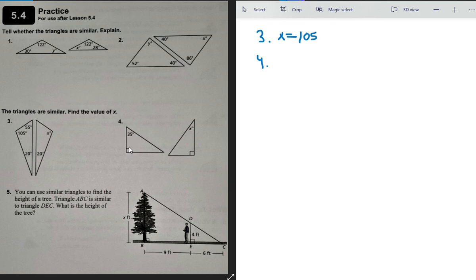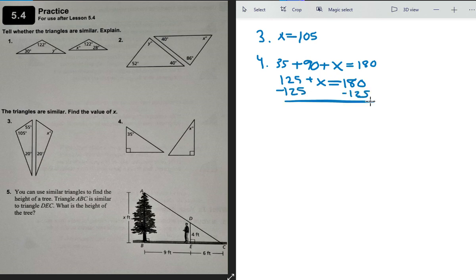So 35 plus 90 plus some angle. Well, this angle measure is the same as this one, so I'm going to call this one x. So if I say 35 plus 90 plus x, it should equal 180. Combine the like terms, I get 125 plus x is 180. Subtract off the 125 from both sides of the equation. And x is by itself, and we get 55. So x is 55 on this one.